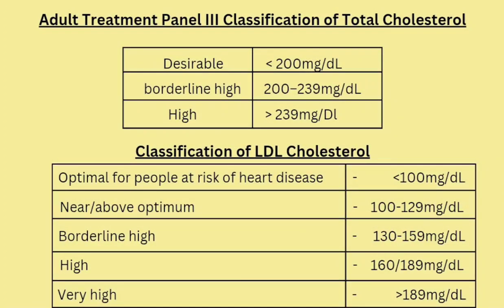As you can see, the values of total cholesterol below 200 mg per dl is considered as desirable, and 200 to 239 mg per dl is borderline high, and more than 239 mg per dl is considered as high. Under low density lipoprotein cholesterol, less than 100 is optimal for people at risk of heart disease. 100 to 129 is above optimum. 130 to 159 is considered borderline high. 160 to 189 is high, and more than 189 mg per dl is considered very high.